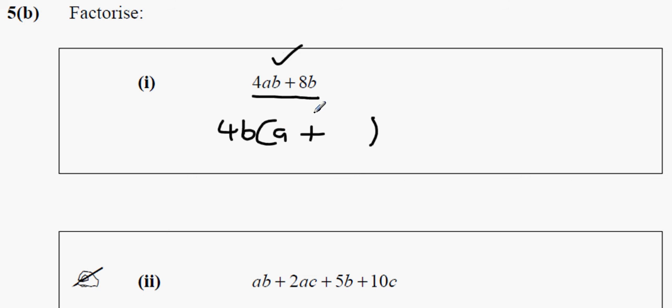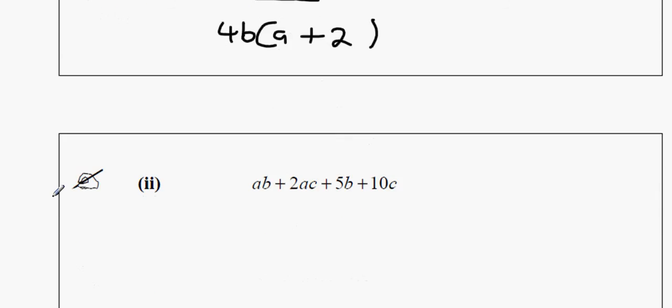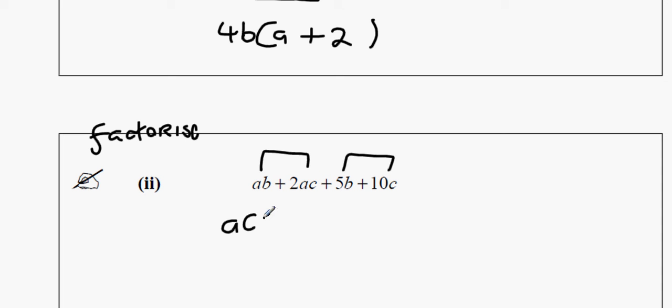Next part, 4b multiplied by what gives you 8b? That's going to be 2, because 4b multiplied by 2 is 8b, okay? Next thing, two sets of 2's. Once again, we're still factorizing, so we're going to factorize 2 of these. Take a out, and you're going to get a into b plus 2c.